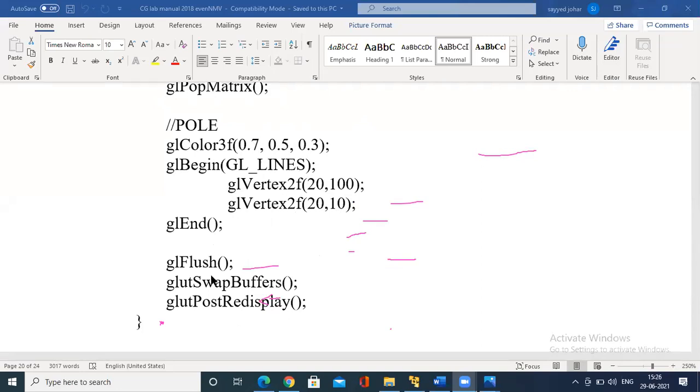Then glFlush, swap buffers, since you use a double buffer, so you could use swap buffers before you end the display function, and glutPostRedisplay. So as we have a fluttering effect, right? So exchange of the memory into the buffer, use the post redisplay function.